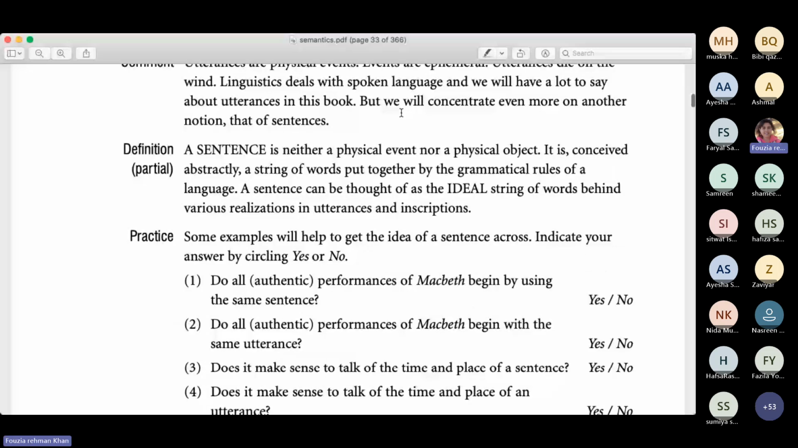Okay. Now a sentence is not part of the physical event, and it's not a physical object. It is abstract, and as most of you have defined it also, a string of words that are put together. Grammar rules are important to make a sentence, and a sentence can be thought of as an ideal string of words behind various realizations, utterances and inscriptions. So a sentence has to be grammatically correct. Whatever idea is being presented, which we would later call a proposition, can be put in a number of ways, through different sentences.